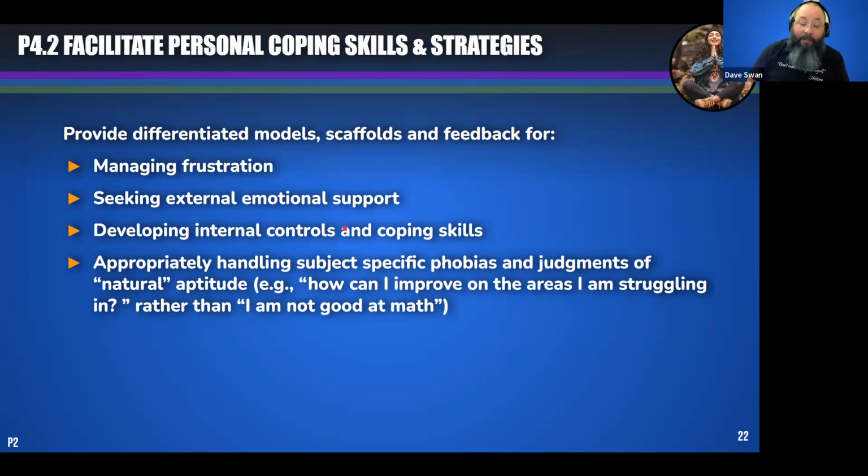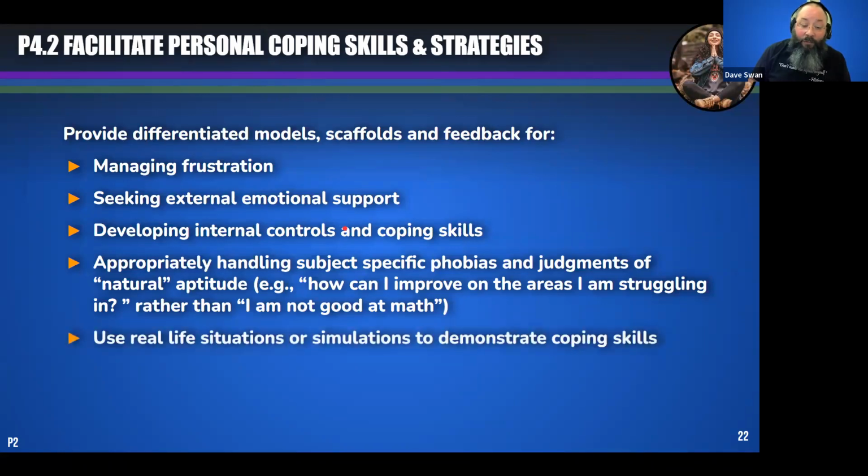And there were some math instructors, not all of them, but there were some math instructors who really helped me with that. And then using real life situations or simulations to demonstrate coping skills. I think that's very helpful too, because again, that's providing a model.